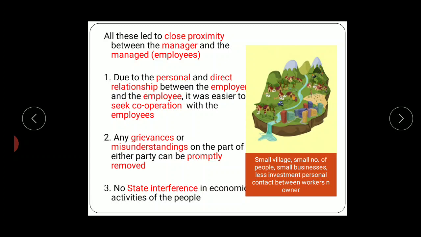Any grievances or misunderstandings on the part of either party can be promptly removed. So kya hota tha, jab personal and direct relationship hota tha between the employers and the employees, agar aapko kuch problem ho raha hai kaam karne mein, kuch misunderstanding hua hai aap dono ke beech mein, to wo easily remove ho jata tha, to rasta mil jata tha, sort out ho jata tha. And most importantly, kya hota tha? State interference in economic activities of the people were not there. Okay, jo state ka interference hai, that is jo government ka interference hai, wo ye economic activities jo yahan chote amount mein karte the ye log, in pe nahi hota tha. Okay.